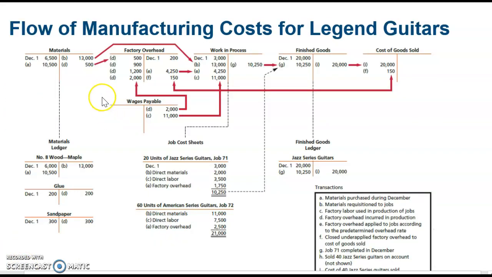So this is how the cost flows. Okay. Materials flow into WIP. Overhead flows into WIP. All right. And then your labor, your wages flow into WIP, your labor cost. And then WIP moves into finished goods. And then finished goods moves into cost of goods sold. Then it finally shows up on the income statement and reduces our net income because it's an expense.